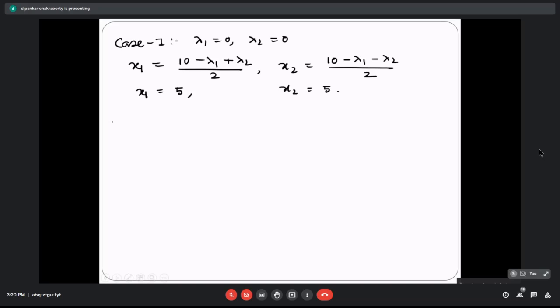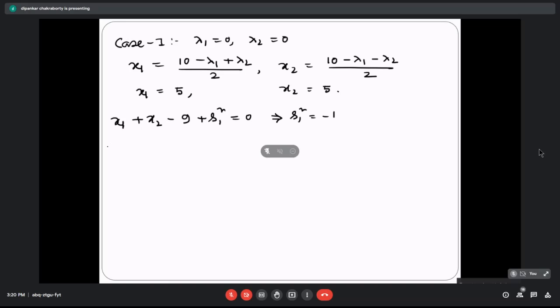So now we need to check the feasibility here, and feasibility we are going to get by the second and third equation. What was that? x1 plus x2 minus 9, right, plus s1 square is equal to 0, where x1 plus x2 is 5 and 5, so 10. So 10 minus 9, that is 1. So s1 square is coming as minus 1.